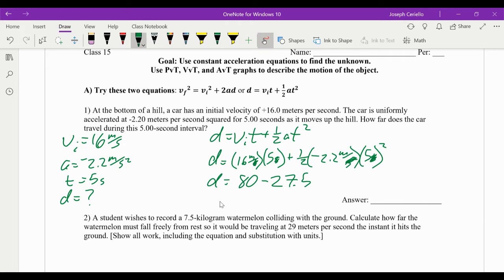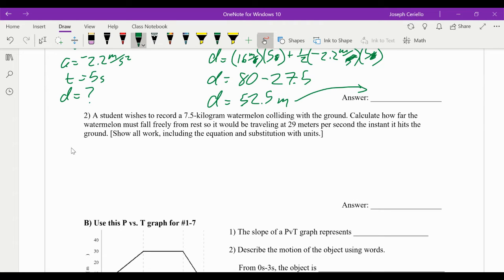27.5. And I think that comes out to be 52.5 meters. I think that's about right. My math might be a little off there. Might want to double check me on that.